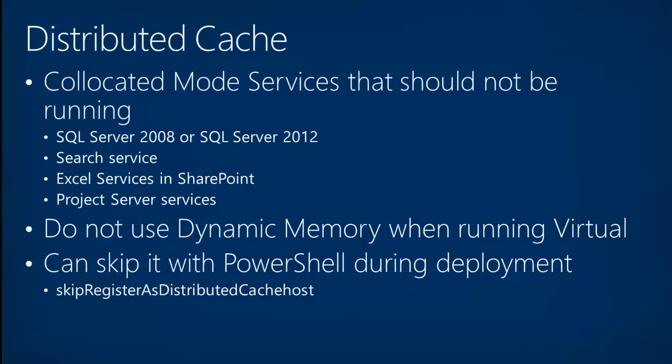If you choose to not deploy the distributed cache service when you're going through the prerequisites installer, you can actually use the skip register as distributed cache host PowerShell command to make sure that it doesn't just get automatically added to the box. And that's really the way that you're going to split out that distributed cache to a different box entirely.